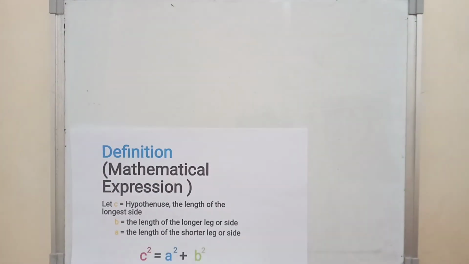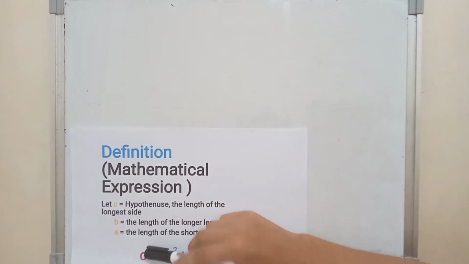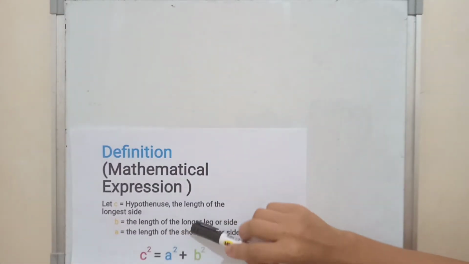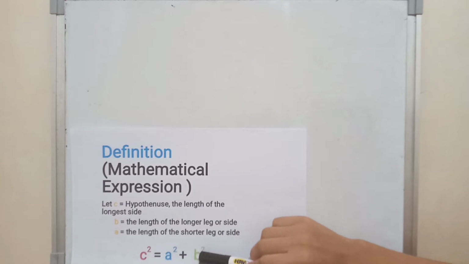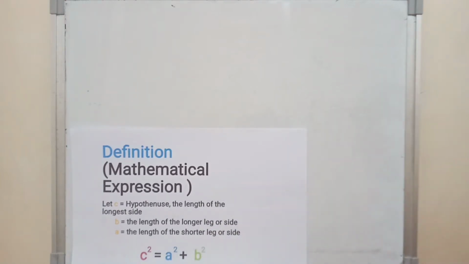So, pag in mathematical expression, ganito siya, no? C squared equals A squared plus B squared. Yung C squared, ito yung hypotenuse. Yung A squared, isang side ng triangle. And yung B is yung the other side.